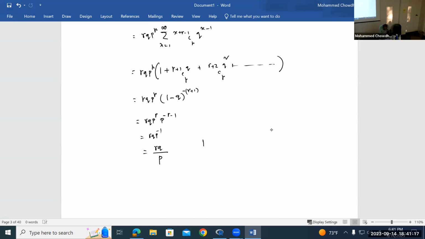Where r equal to what? r equal to the number of successes. You want to catch 4 fishes, and q equal to the probability of failure to catch a fish, and p equal to what? Probability of success.